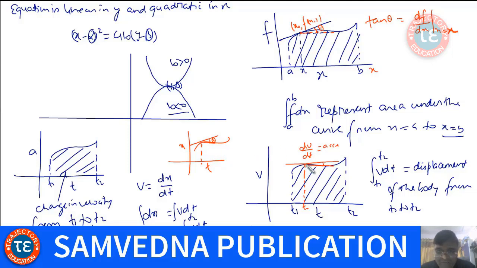Slope of tangent in a distance time graph will give you velocity. In a velocity time graph, if you take a tangent, then the slope of the tangent at that point will give you the acceleration of the body at that point. So we will make use of all these things. Right?